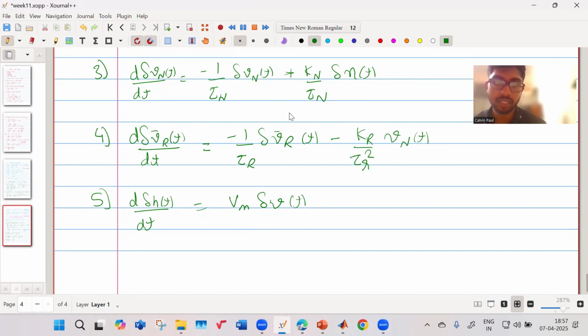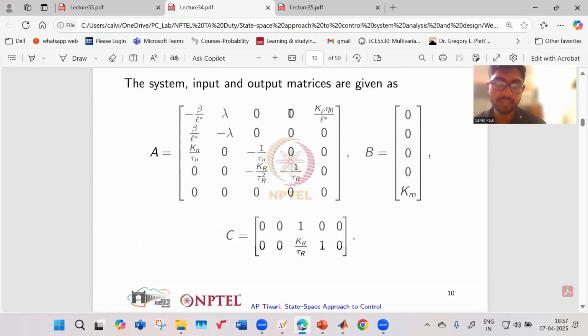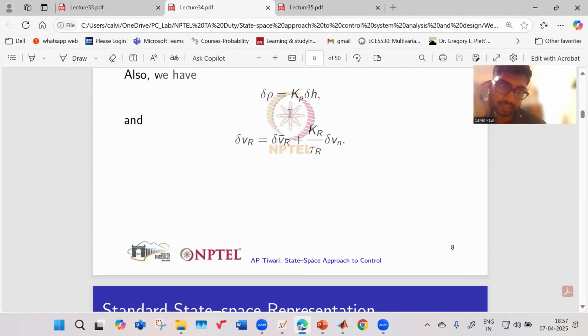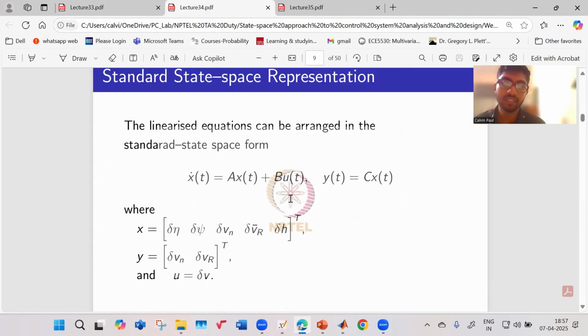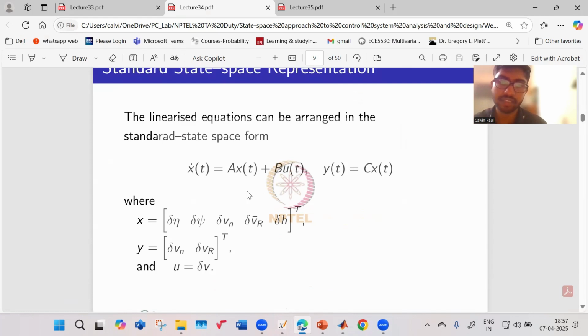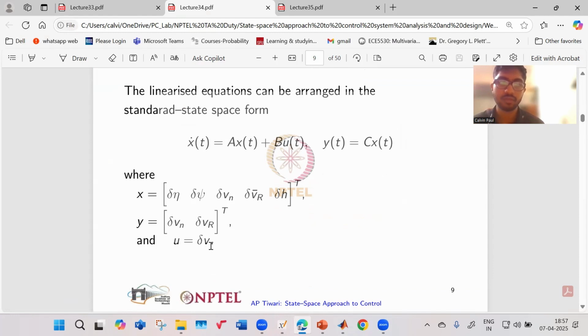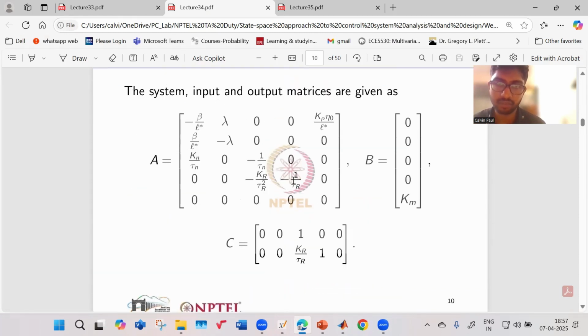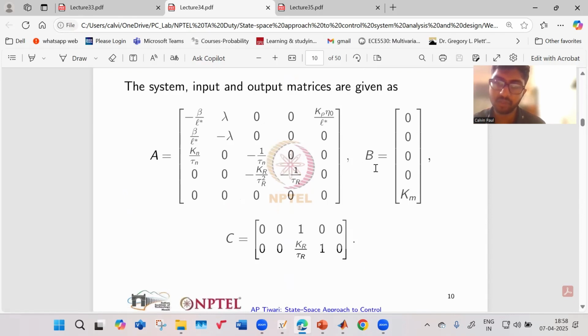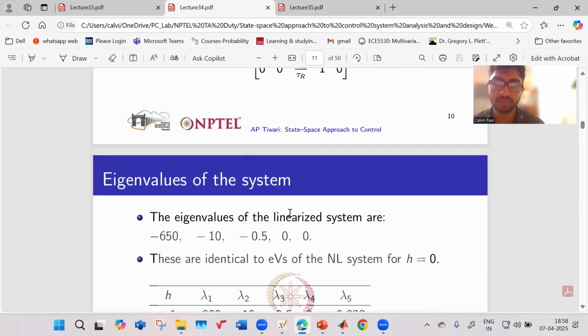So, if you will again look back, these are again the linearized set of equations, and we write it in this form. X dot of t is equal to Ax plus Bu, where these are the states and this is the output. When u is delta v, we get the A matrix in this form, the B matrix in this form, and the C matrix in this form.